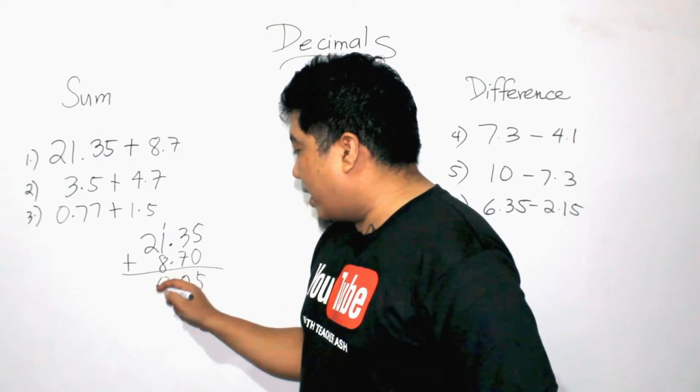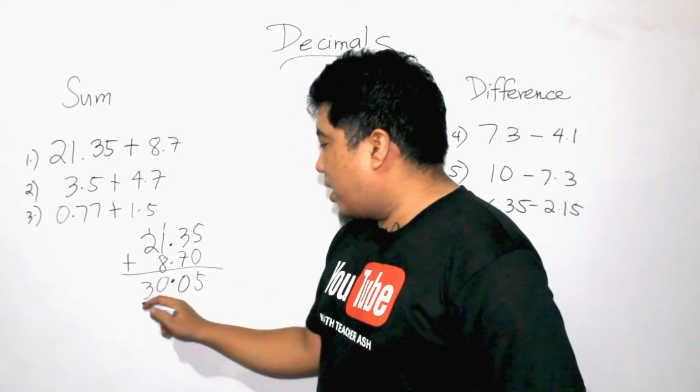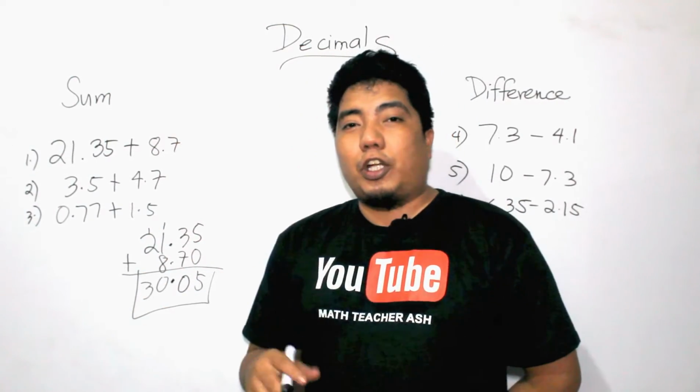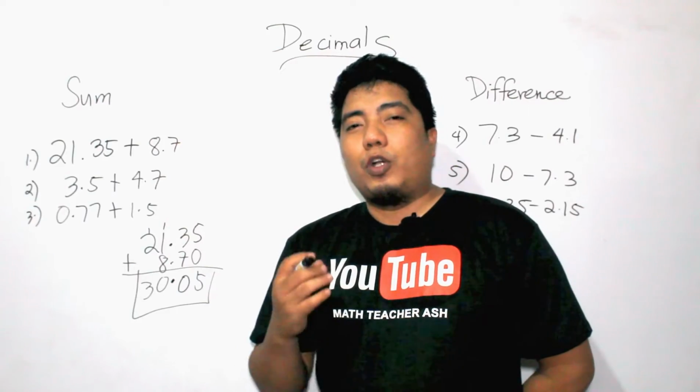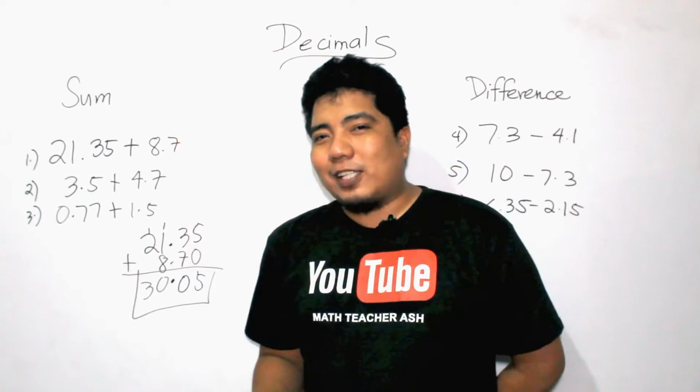Then, 1 plus 1, that is 2. Plus 8, that is again 10. And we carry again 1. So, 2 plus 1, that is 3. Giving our final answer as 30.05 or 30 and 5 hundredths. Easy, right? Now, let's go to the second example.